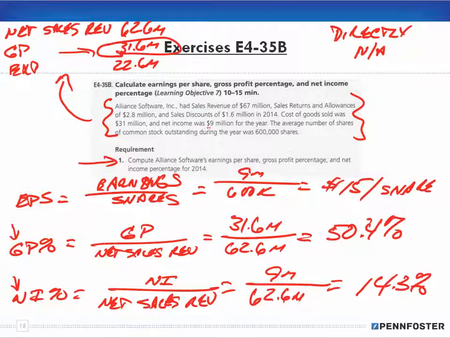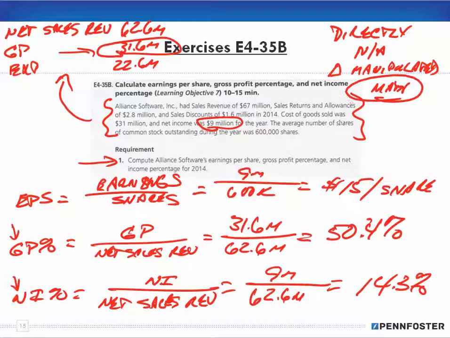So even though you're given this 9 million, you don't need that when you're looking at gross profit. And you also have information that has to be changed or manipulated. You have to do some kind of mathematical calculation in order to arrive at information that is useful. And that's what we ended up doing with gross profit and then the net income, because we had to do some math to figure out what the gross profit was and what the net sales revenue was.